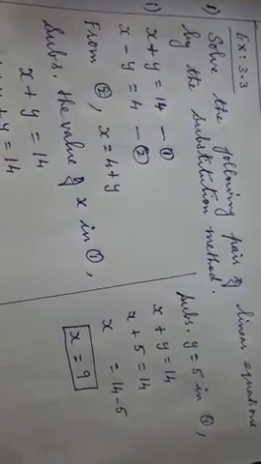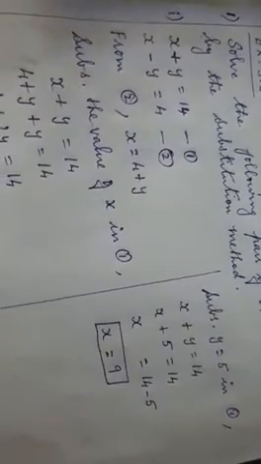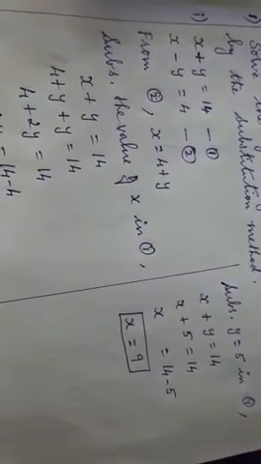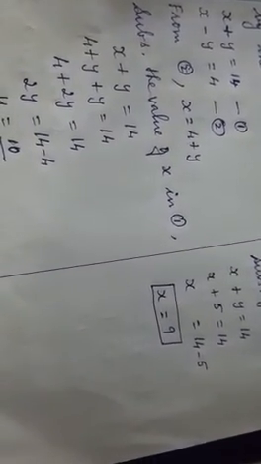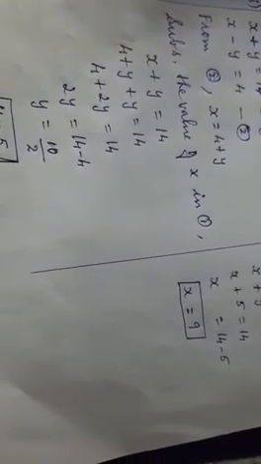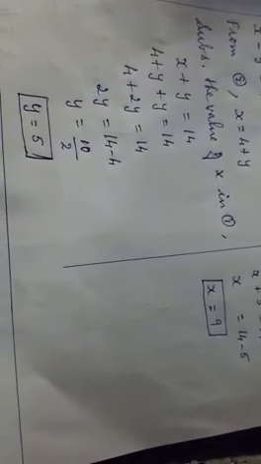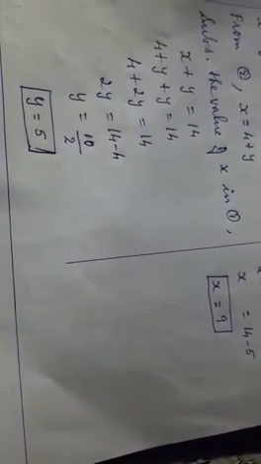Now x plus y is equal to 14. Now x is 4 plus y. 4 plus y plus y is equal to 14. 4 plus 2y is equal to 14. 2y is equal to 14 minus 4. y is equal to 10 by 2. y is equal to 5.